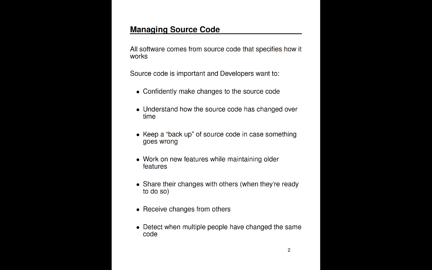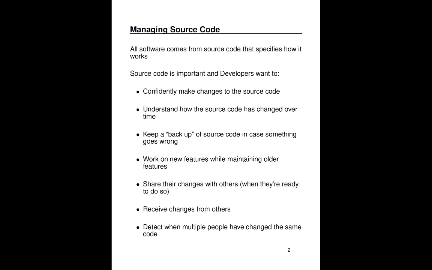Essentially, every piece of software has source code. These are the instructions that the developer provides to the computer to implement what the software does. And so source code is a very important thing for developers, and there are a lot of things that we want from our source code.